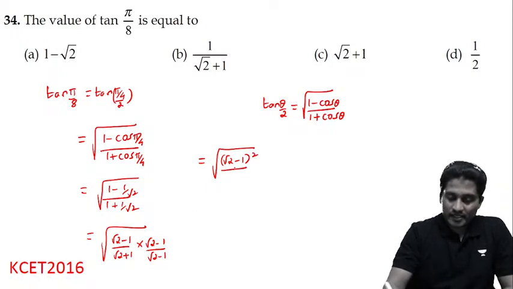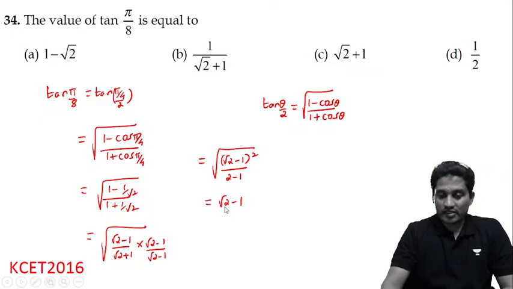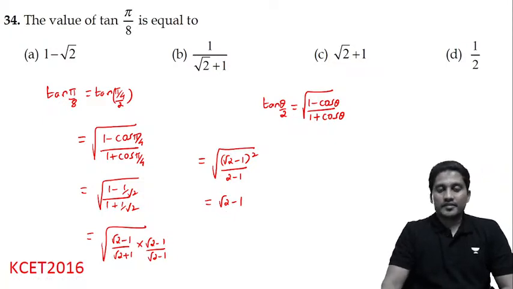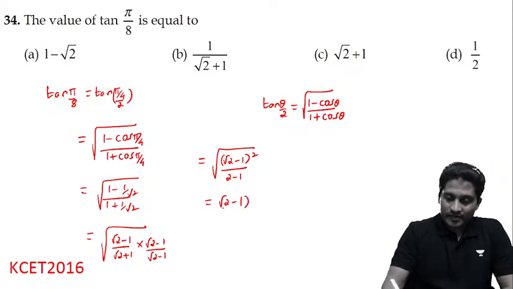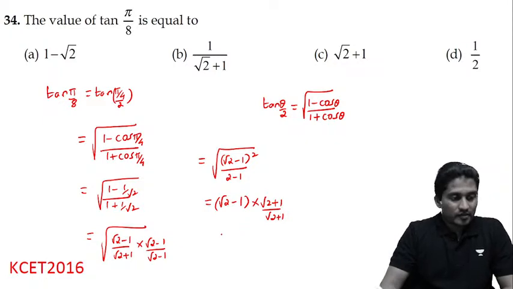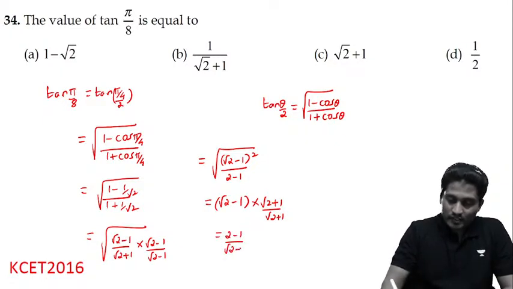Right, divided by a plus b into a minus b is a square minus b square, that is 2 minus 1. Root and square cancels, you get root 2. I still don't have the option. So again, if I rationalize this, root 2 plus 1 by root 2 plus 1, the numerator will be equal to 2 minus 1 upon root 2 plus 1. 2 minus 1 will be 1, 1 upon root 2 plus 1. Answer will be option D.